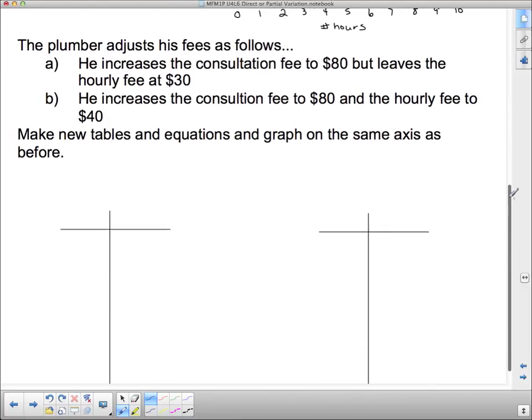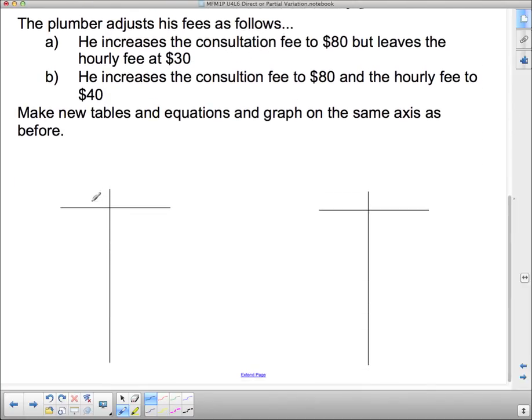So let's think about what's going to happen there. So we had C equals for both of these situations. We're going to create equations first. So he has a consultation fee, so we've got to pay him $80. But not just that $80, he's still got that hourly rate of $30. So $30 per hour, which we're going to say N represents the number of hours. Now our C over here, he's got a consultation fee of $80 still. And his hourly fee is 40, so plus $40 for the hour.